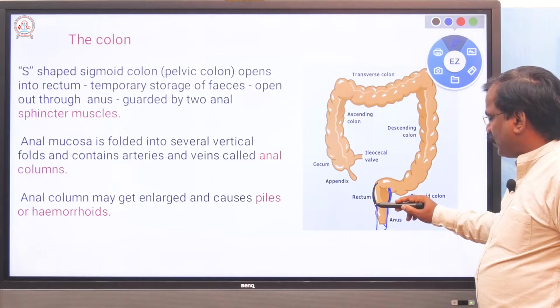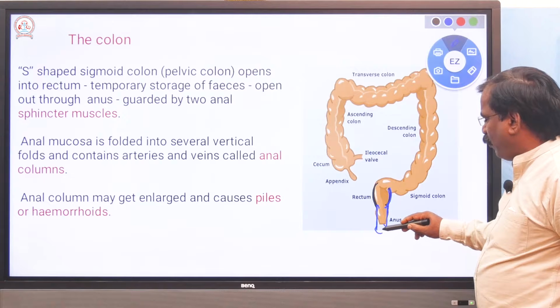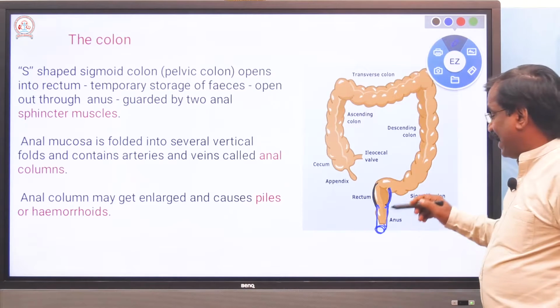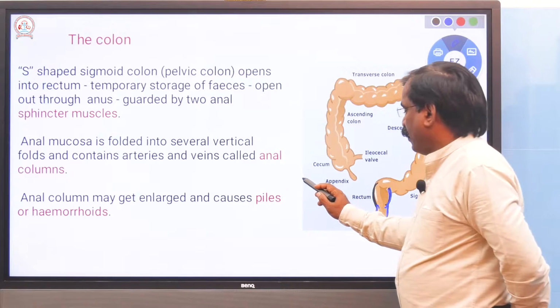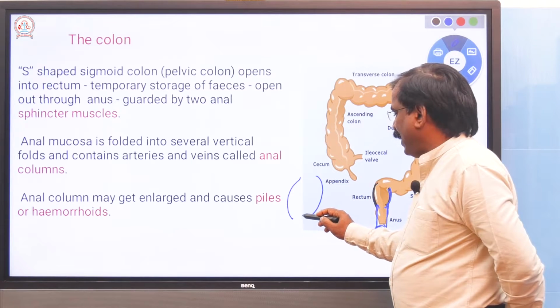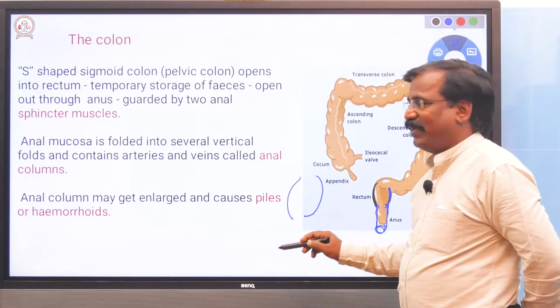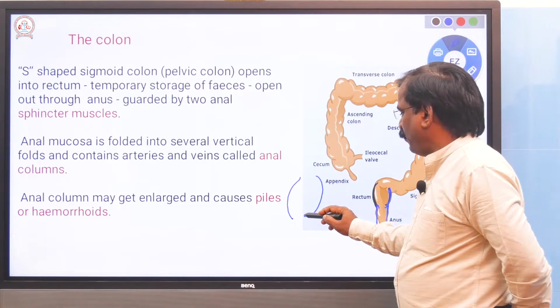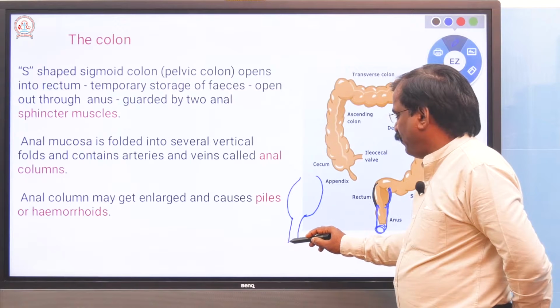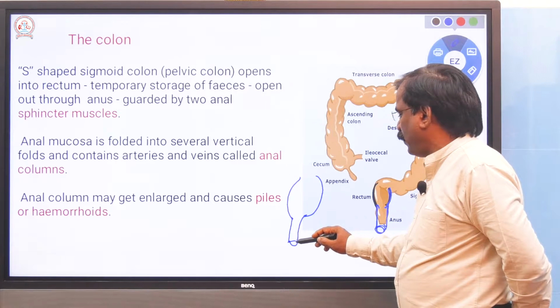After the rectum is the anal canal. That anal canal opens outside through the anus, that opening. So listen, this is rectum. The rectum does not open exterior directly through the anus. So rectum, then the anal canal, and the anal canal opens exterior through the opening that is the anus.